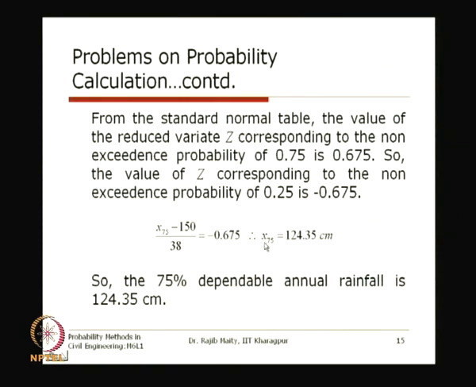By doing this, x75 is 124.35. That means the 75% dependable annual rainfall for that catchment is 124.35 centimeter.